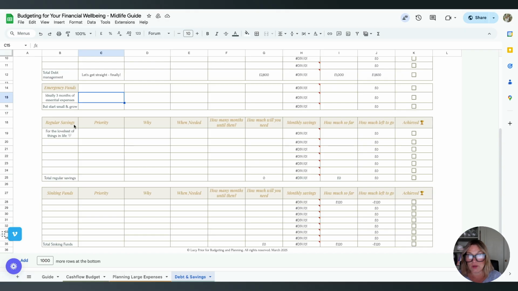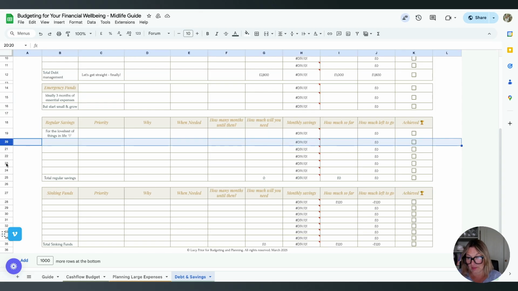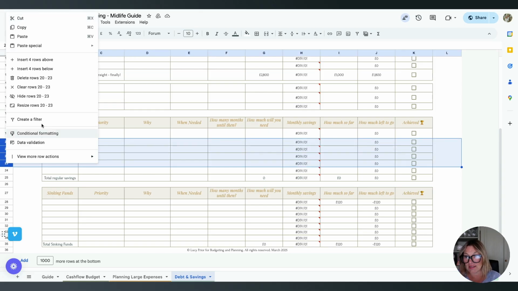Next section here is going to be your regular savings. What is it? It's the loveliest things in life. Maybe you're saving up for a nice holiday. Maybe you're saving up for a really nice gift for somebody special. Whatever it might be, that can go in here. If it's too much here, obviously, as I already taught you before, you can highlight these particular rows, right click and hide them. So if you only want to see one row of savings or one row of anything, because the others make you feel bad, just reduce it down.